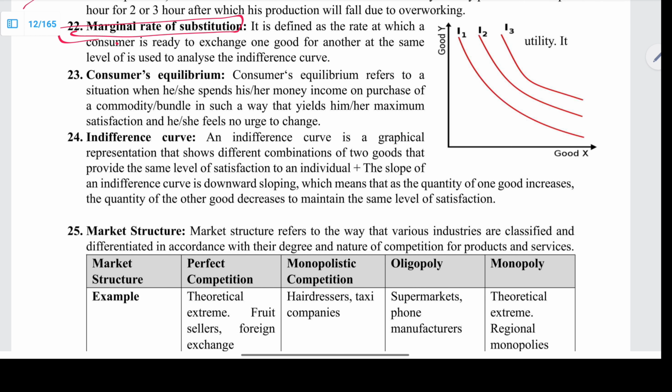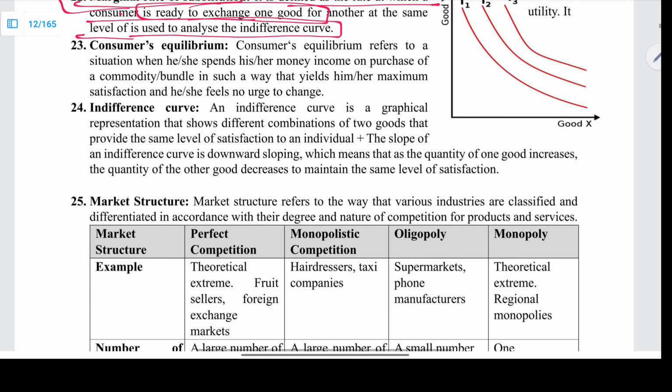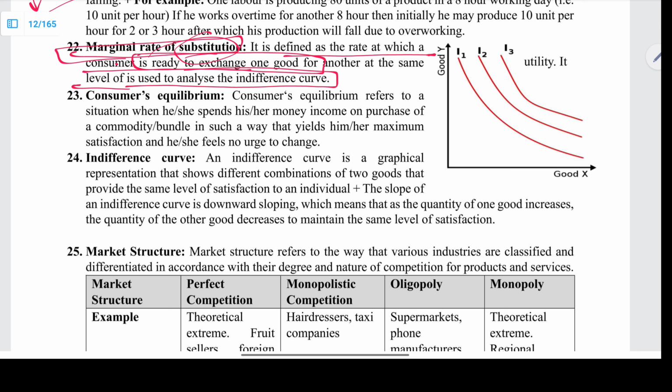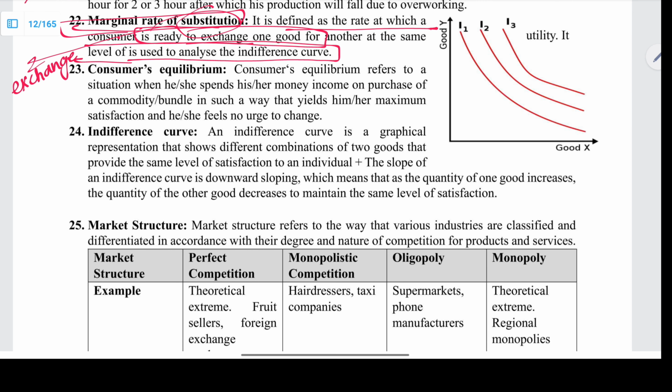Marginal rate of substitution. It is defined as the rate at which the consumer is ready to exchange one good for another at the same level of satisfaction, and it is used to analyze the indifference curve. The marginal rate of substitution is related to the exchange.